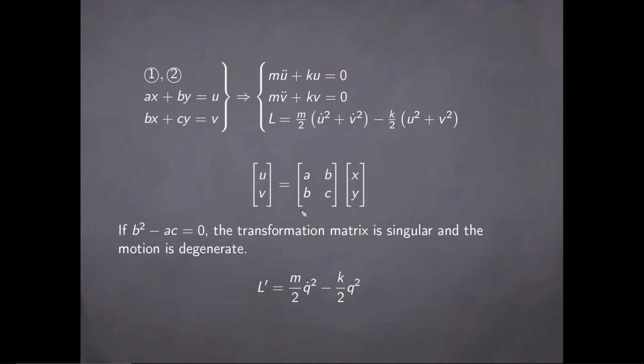But the other way around requires for this matrix to be invertible, so for its determinant to be different from zero. But the condition that b squared is equal to a times c implies precisely that the determinant is zero. As such, the transformation matrix is singular and the motion is degenerate. What you end up with is effectively a one-dimensional Lagrangian where you cannot really transform this coordinate in any meaningful way outside of rescaling it in one dimension.